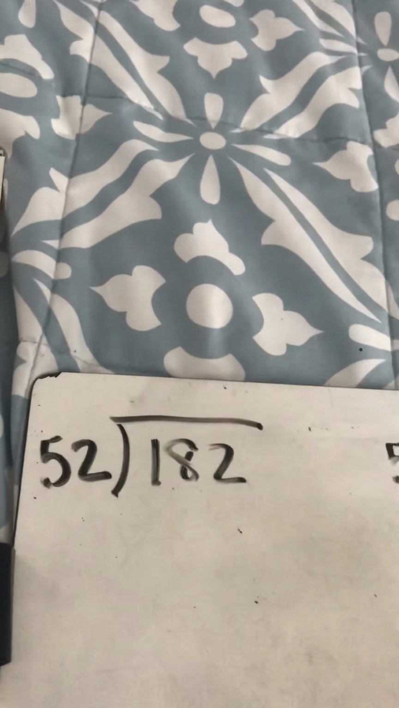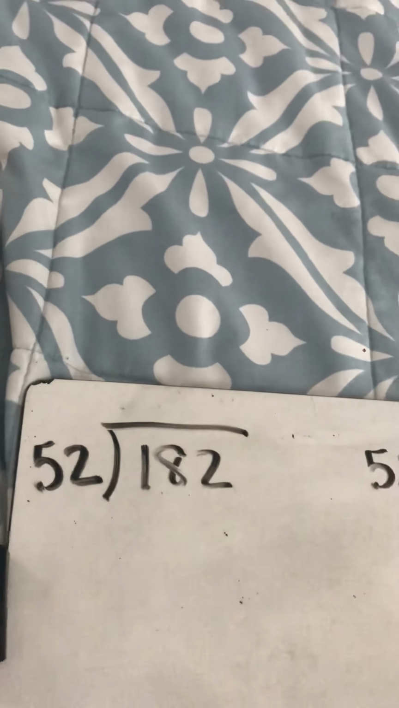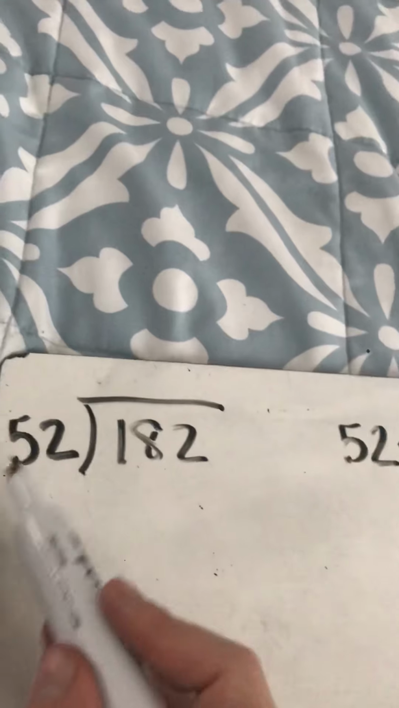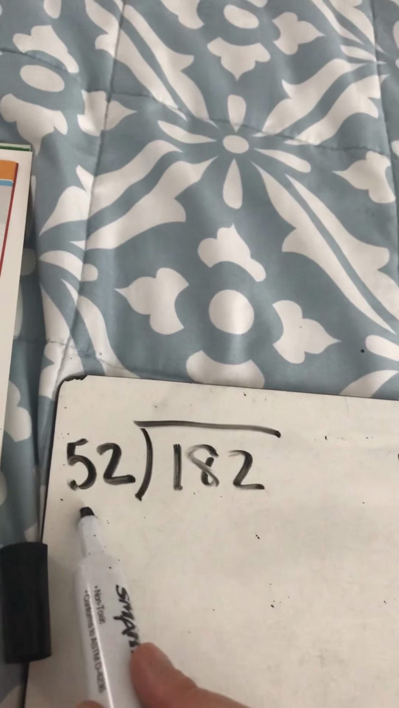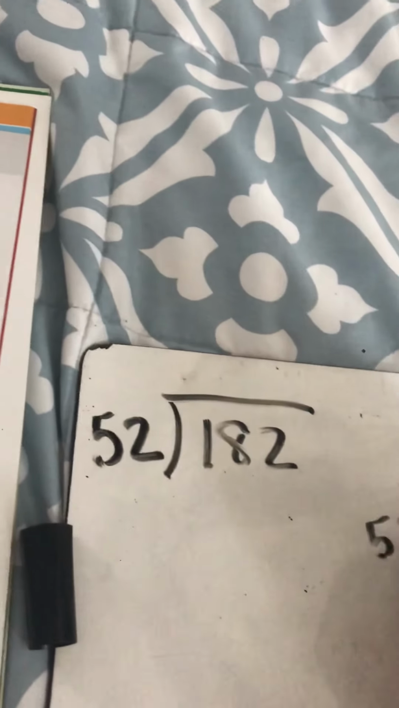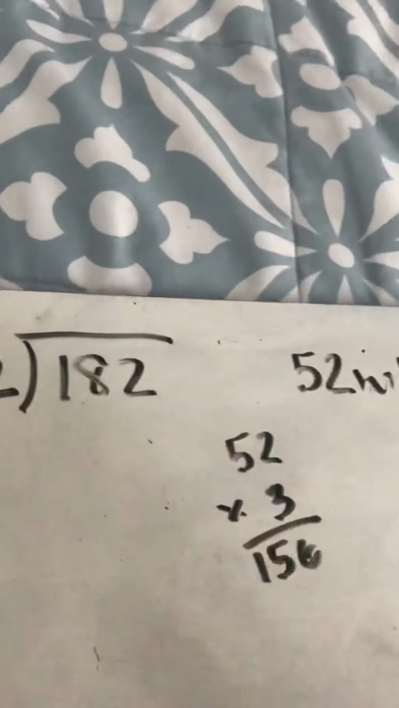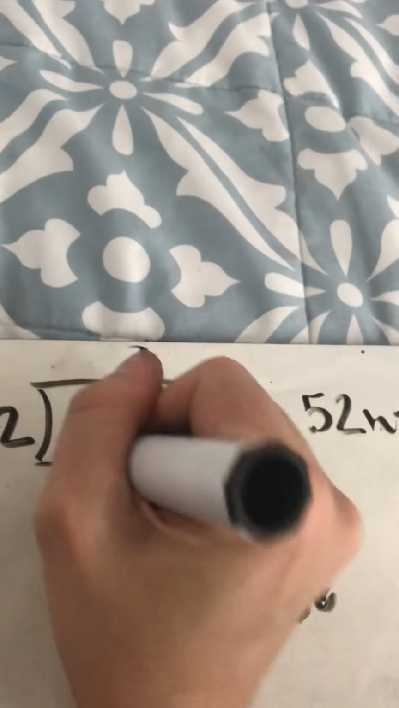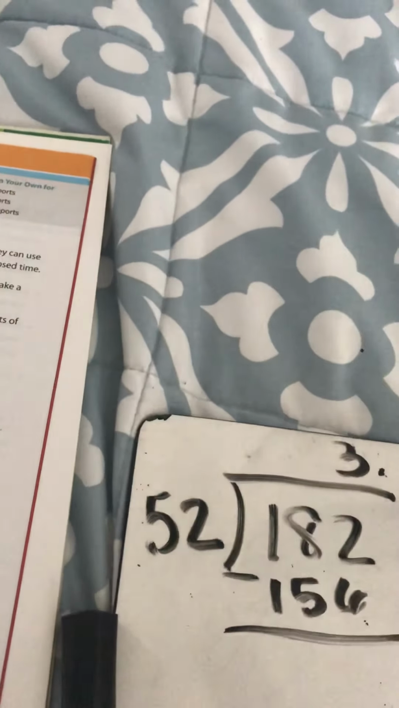52 cannot go into 1. 52 cannot go into 18. 52 can go into 182. Using my mental math skills, I'm going to pretend that, rounding, this is a 50. 50 plus 50 is 100 plus another 50 is 150. So I'm saying about 3 times. 52 times 3 is 156. Close enough. So I write down my 156. So right now, our answer is already 3 years. Now we're going to find out what's left.